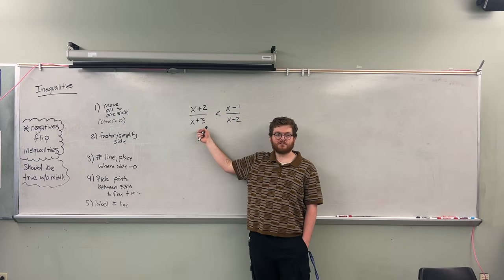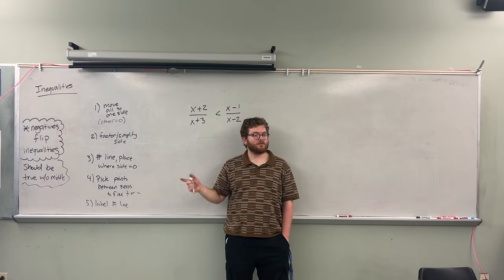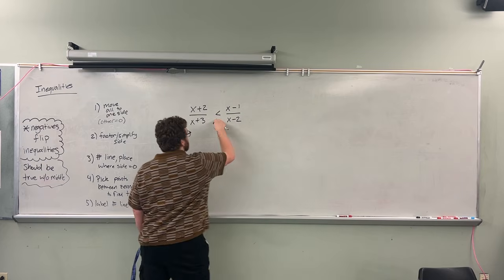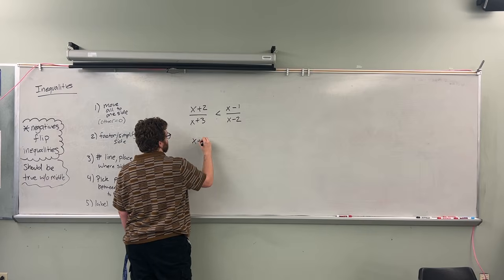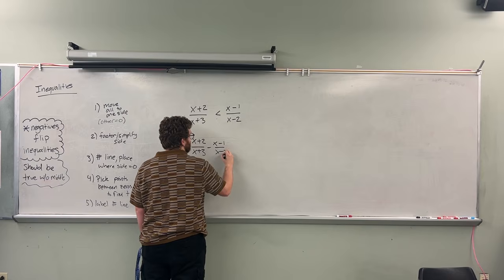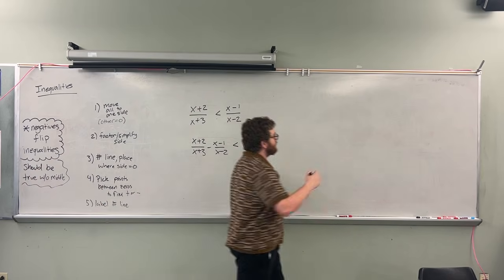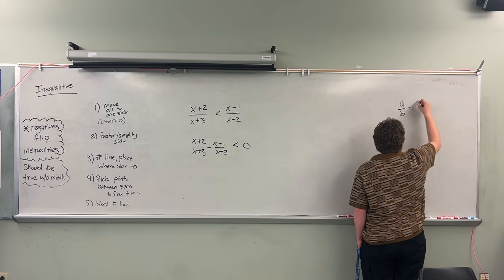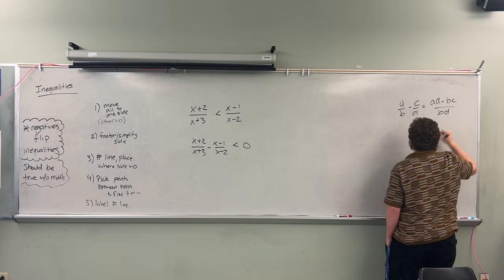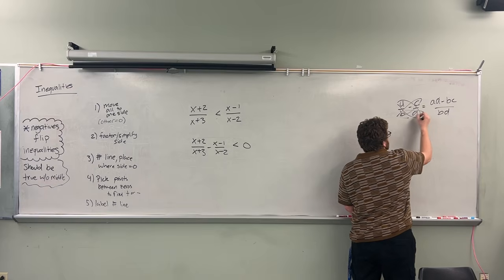I'm going to subtract everything to one side, simplify this out, plot where it's 0, pick points between, and go from there. So I'm going to subtract this over to this side. And then because I'm doing subtraction of fractions, a over b minus c over d equals ad minus bc over bd. Remember, I have to do the cross multiplying thing. That thing there.